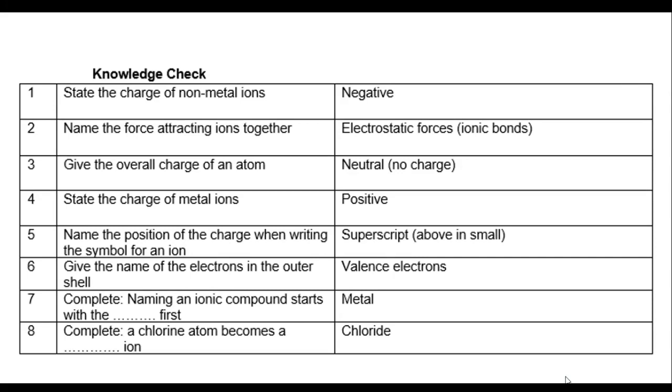When it comes to naming ionic compounds, we start with the name of the metal first. Remember that we include a metal and a non-metal in ionic compounds. We always start with the metal name first and then the non-metal ion name afterwards. For number 8, a chlorine atom becomes a chloride ion, so the name changes slightly, and you'll see that quite a lot with those non-metal ions.